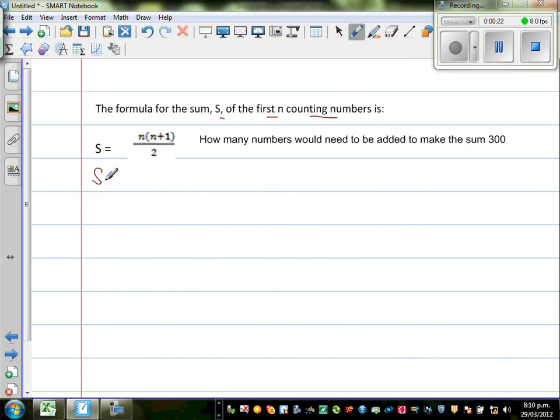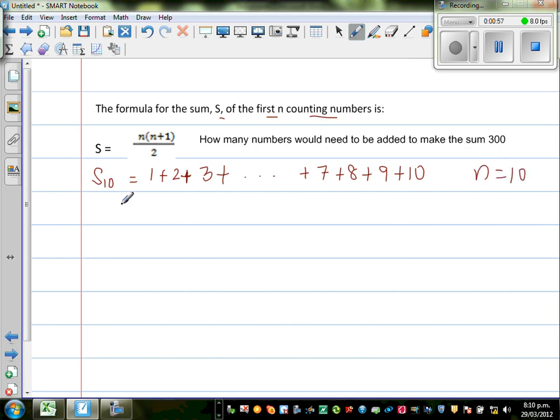Suppose S10. S10 is the sum of the first 10 counting numbers. So it is 1 plus 2 plus 3 plus dot dot dot plus 7 plus 8 plus 9 plus 10. This is called the sum of the first 10 counting numbers. Counting numbers start from 1. In this case n is 10, so there are 10 counting numbers.